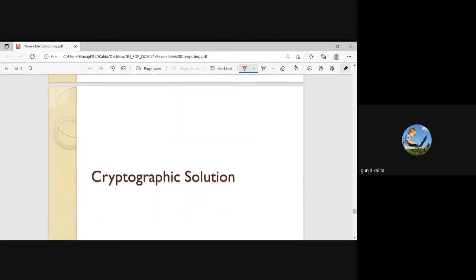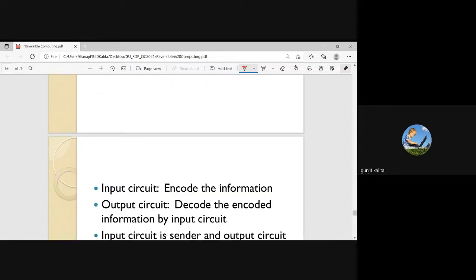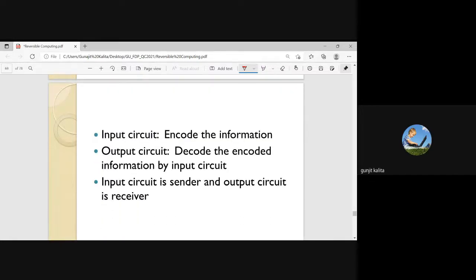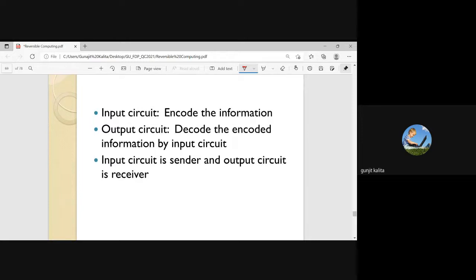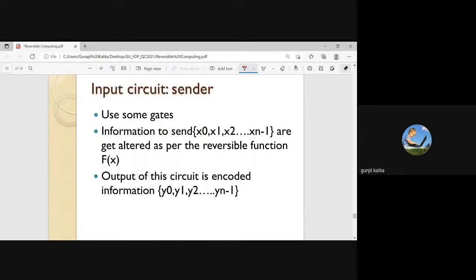So this is about the decoder. Next, in the beginning I told you this may be helpful for cryptographic applications also. We are not discussing any algorithm or something like that. We are keeping it very basic and simple. How does it help? Here, the input circuit encodes the information. The output circuit decodes that input information again. The input circuit is the sender and the output circuit is the receiver. Now, the input circuit, that is the sender, will use some gates, of course, and the information you want to send will be like this, a 0 to, if you have a set of X, these are the inputs.